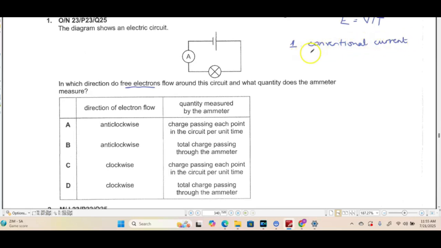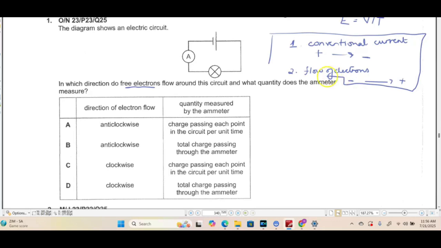It states that the current flows from the positive terminal of the battery or cell to the negative terminal. And then we have flow of electrons. Flow of electrons is always from the negative to the positive terminal of the battery or cell. You should know these two things.